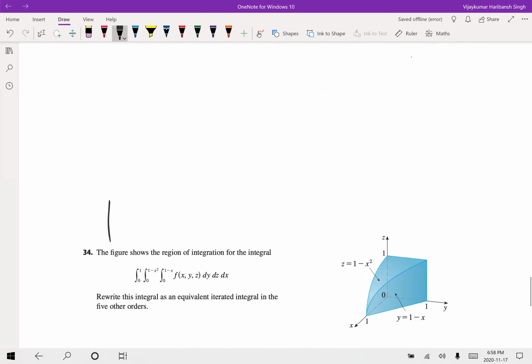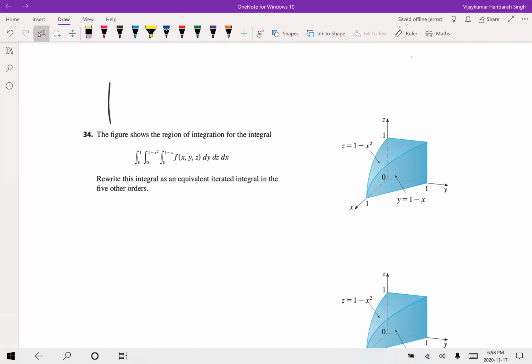Now the next problem is we have the following figure. It's a 3D figure. We have E, this solid here, and we want to rewrite this integral into equivalent iterated integrals in 5 other orders. Okay. Well, why would one do that? Well, there are many reasons for that. One reason could be that it is not integrable. You have to change the order of integration.